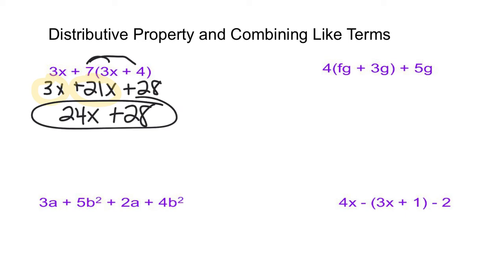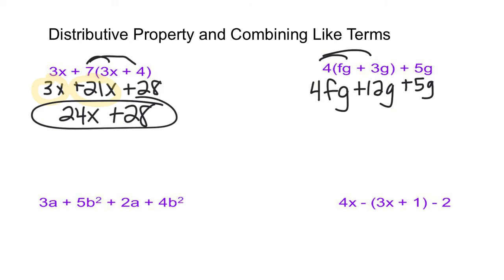Okay, let's take a look at this next one. We've got distributive property and addition happening in this one too. So we're going to start by multiplying that 4 times the FG and the 3G. The 5G that's outside the parentheses doesn't get multiplied, so it just comes down as a part of our answer, or a part of our next step of this. But we do that multiplication with the front of that. So 4 times FG would make 4FG. 4 times 3G would make positive 12G.